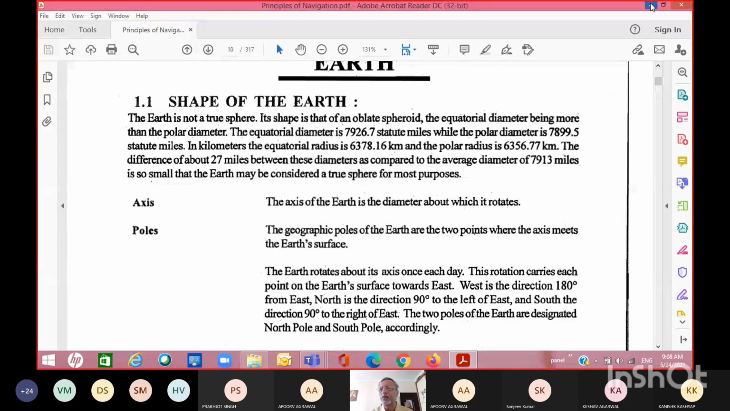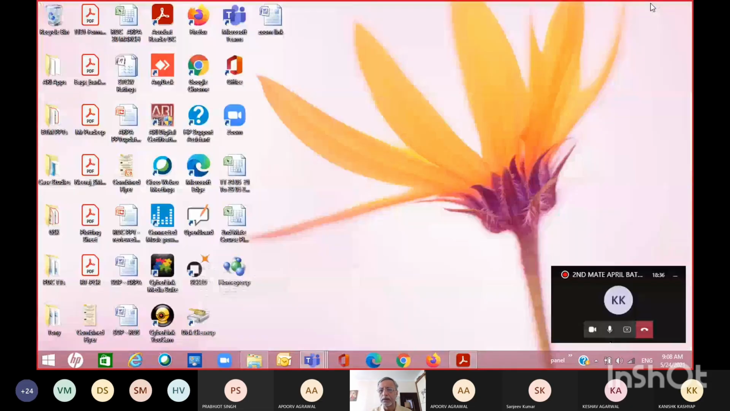So we all know what is the shape of the Earth. Is it a complete sphere or not a complete sphere? Not a complete sphere, sir. How bad does it look, I mean, as a sphere? Oblate spheroid. Yeah, oblate spheroid.